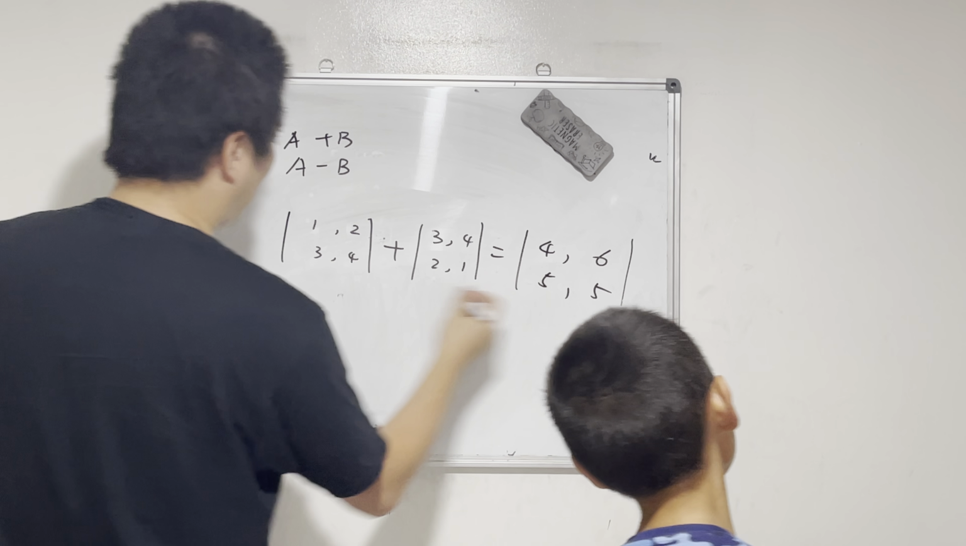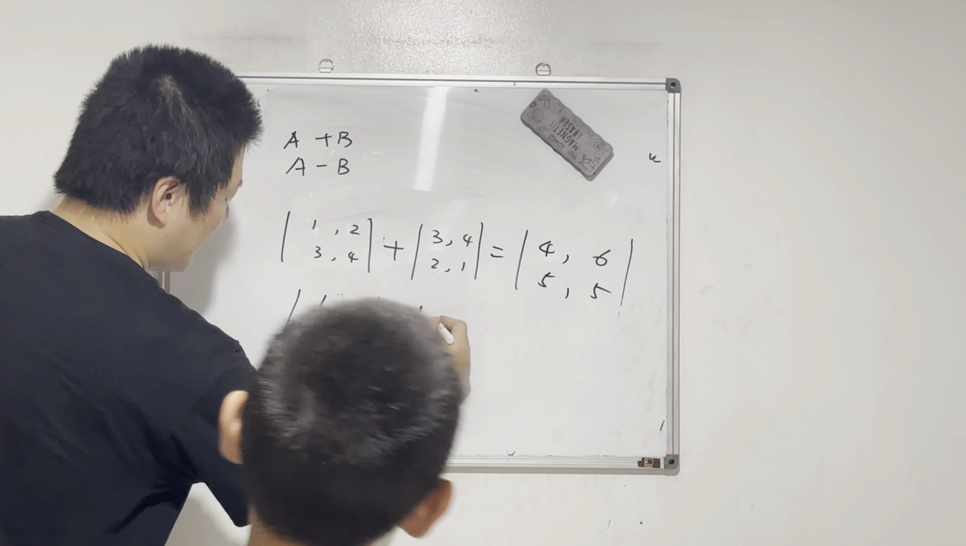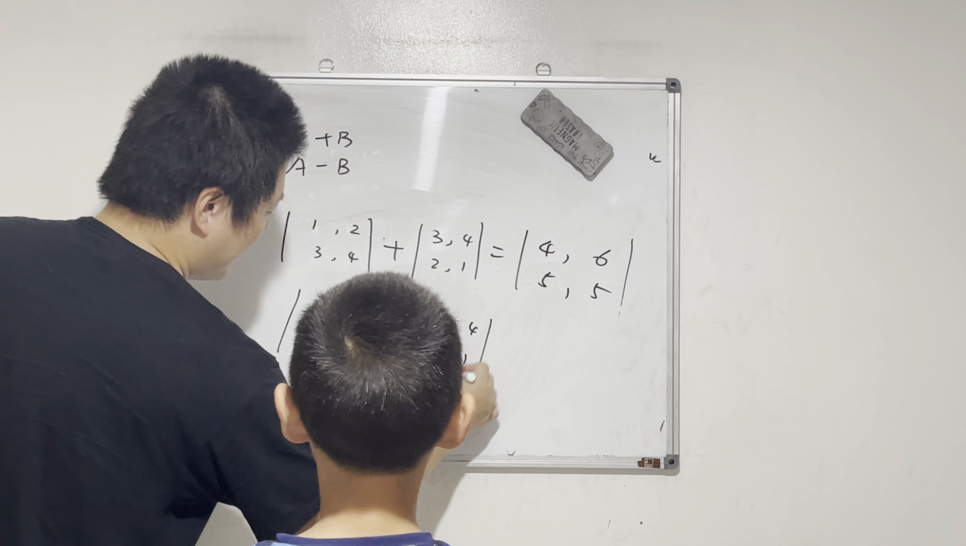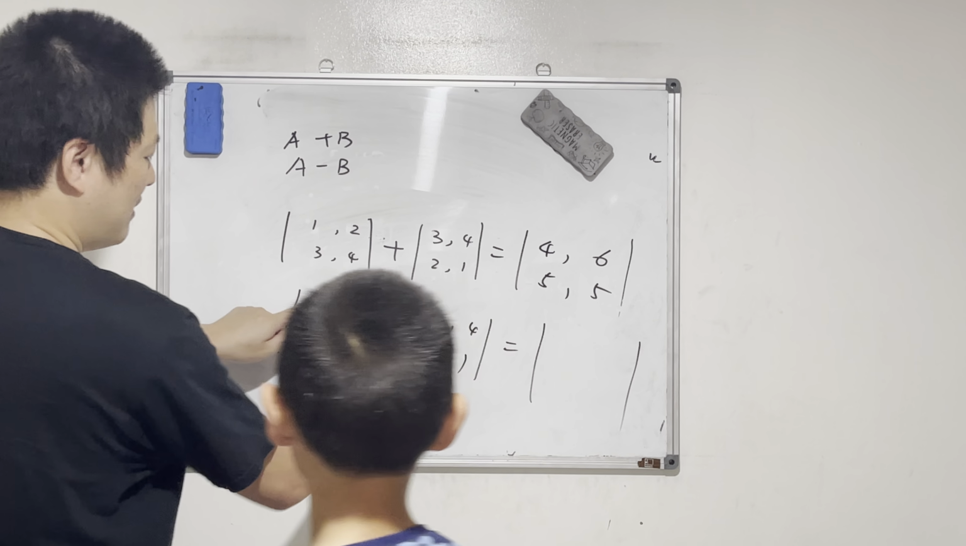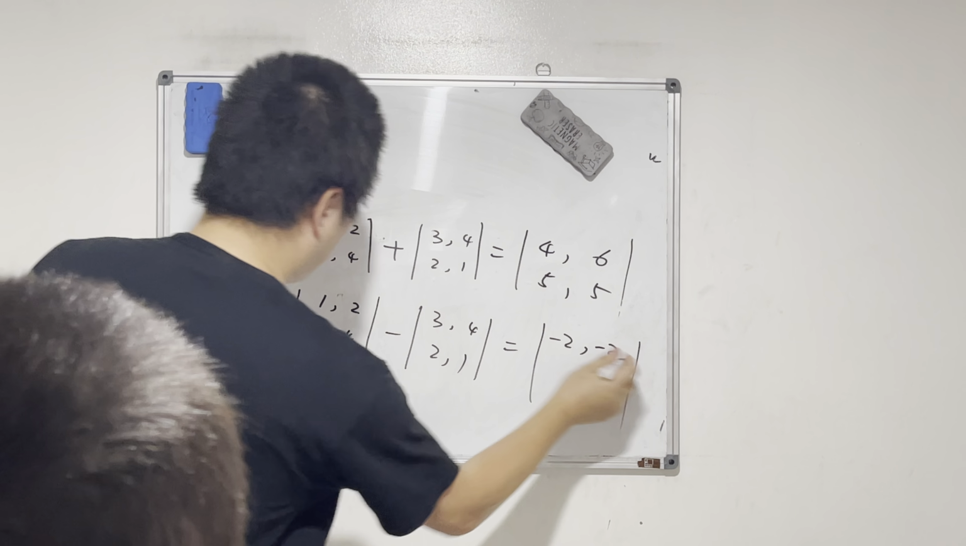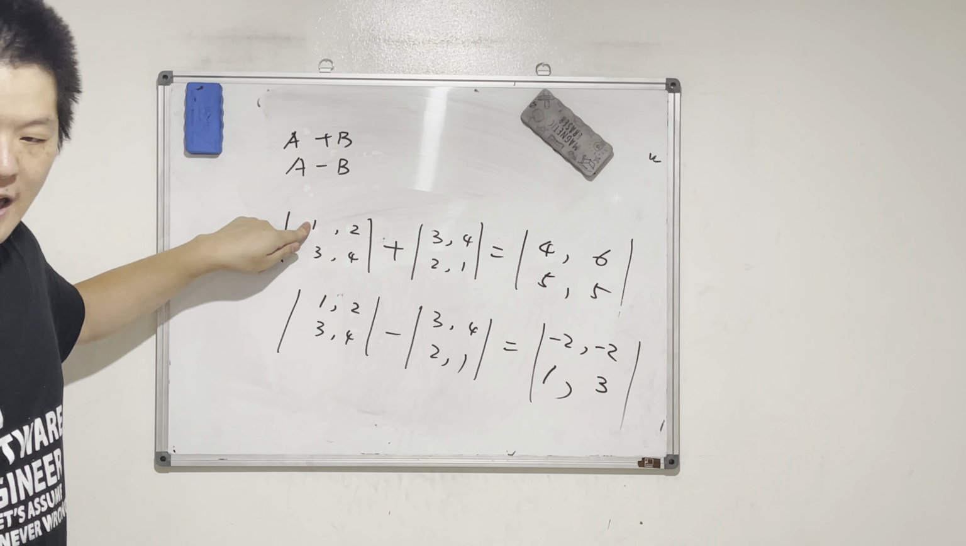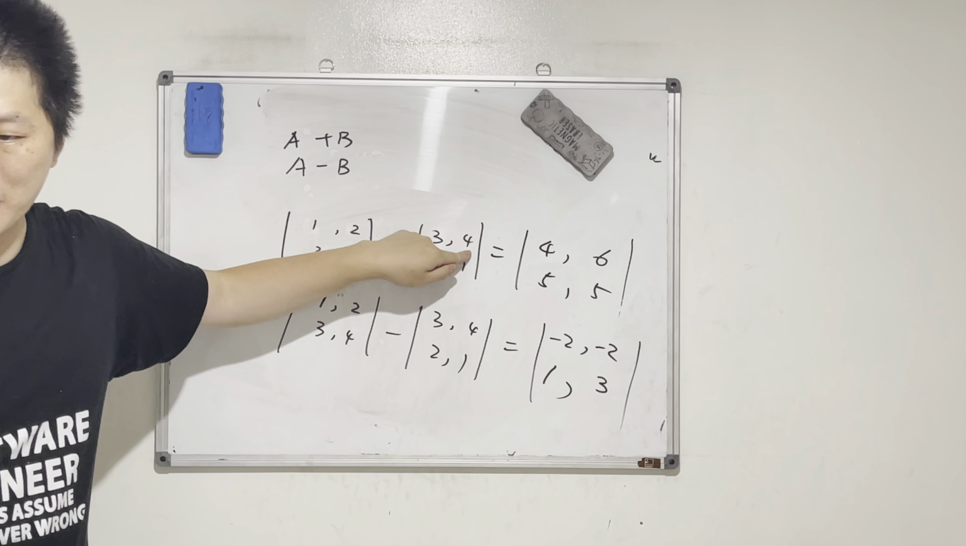And how about 1, 2, 3, 4 minus 3, 4, 2, 1? Can you imagine what happens here? It's minus 2, minus 2, then 1, and 3. Addition and subtraction are very easy. We just perform these operations on the elements of both matrices at the same position, and then we put it in the result.